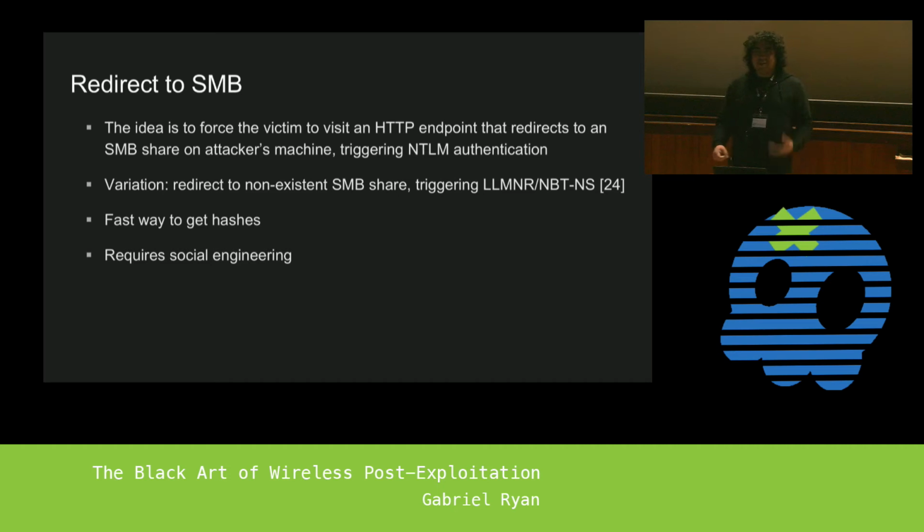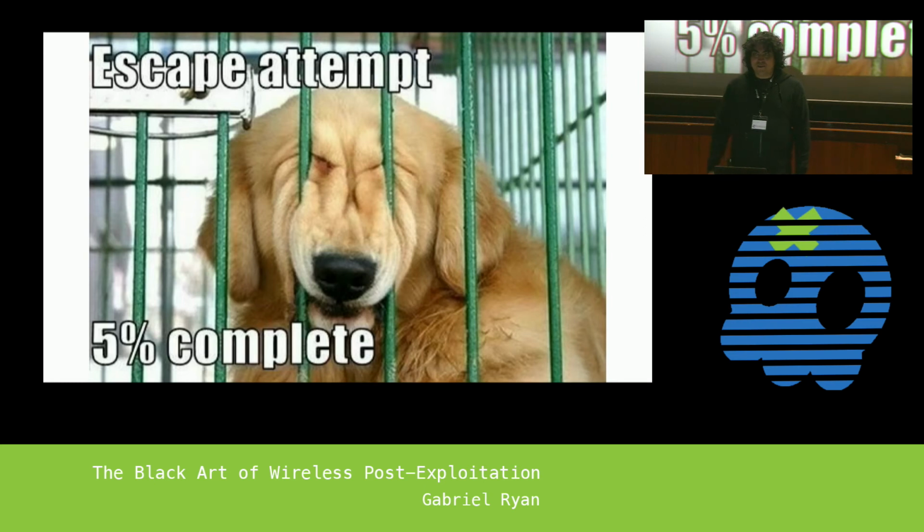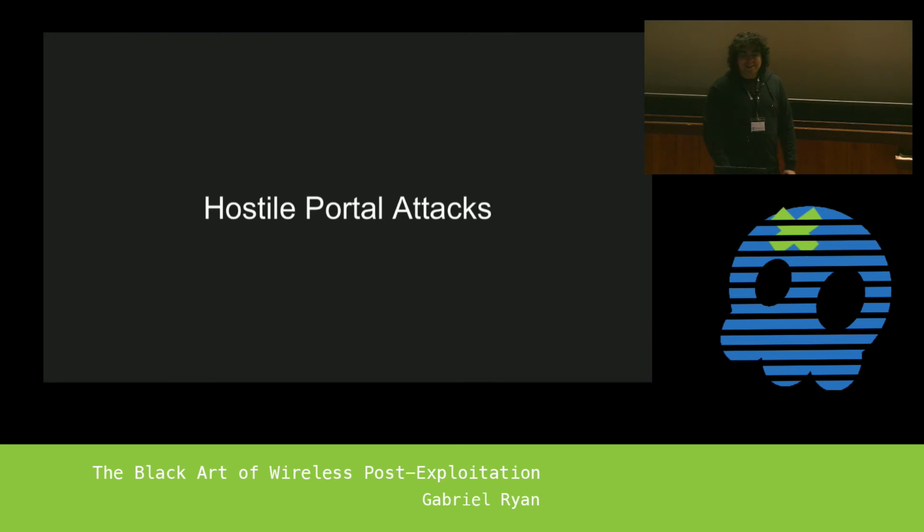Essentially you can use this to force victims into performing NTLM authentication with you and capture NTLM hashes that way, or relay them to things. There's a variation of this, which builds off of LLMNR and NBT-NS poisoning, where you redirect them to a non-existent SMB share, and that triggers LLMNR and NBT-NS. Ask me about that later if you're curious, but it's not the main way of doing this. It's a really fast way to get hashes. Unfortunately, it also requires social engineering. But with that in mind, that's about 5% of our escape attempt. We're going to have to build off of this a little bit to make this work.